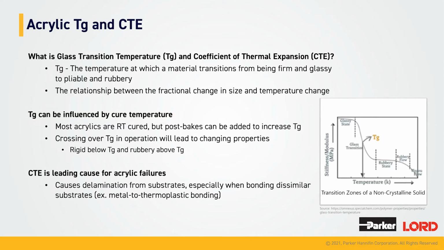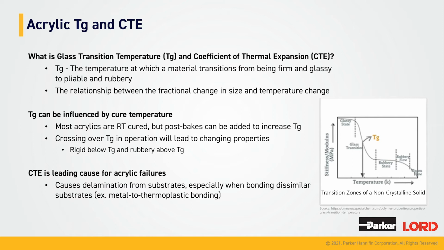So most acrylics are room temperature cured, but post bakes can be added to that room temperature cure, or even just in general. They can be added to increase that glass transition temperature, because that glass transition temperature is the temperature at which properties begin to change. So above the glass transition temperature, mechanical, thermal, electrical, and mechanical properties are going to be a little bit different, and below they're also going to be different. So super important to keep in mind, but that glass transition temperature can be customized to your specific application by adding a post bake.